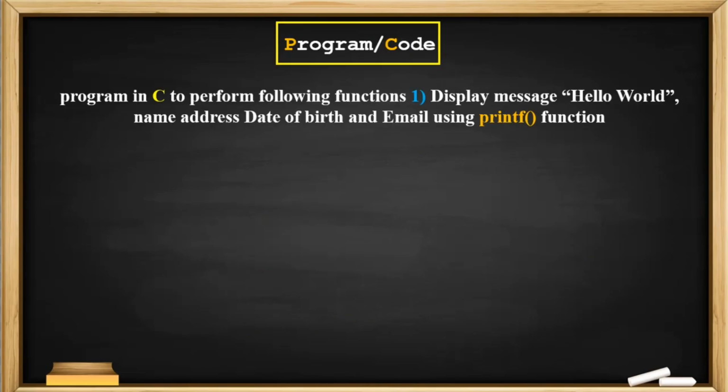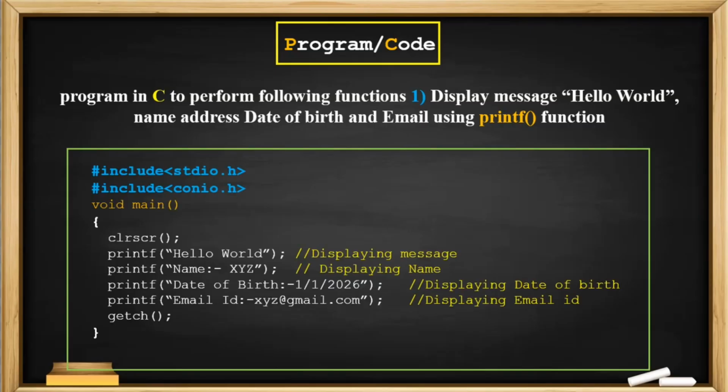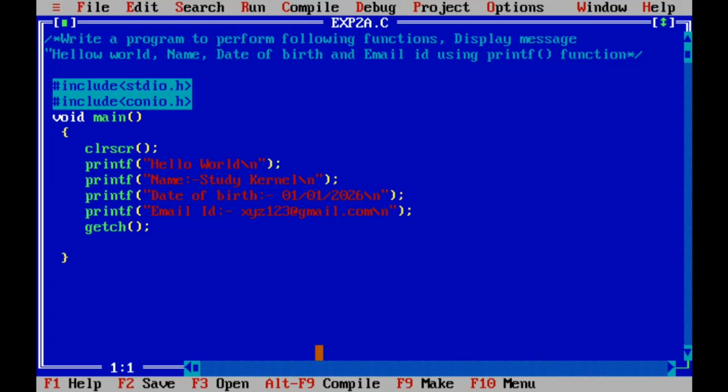Here we will see actual code. First of all, initialization of library files is done here, such as stdio.h and conio.h. clrscr function is used to clear the output screen. Using printf function, hello world message is displayed. Later, name, date of birth and email address of user is displayed. getch function is used only to hold the output screen for some time.